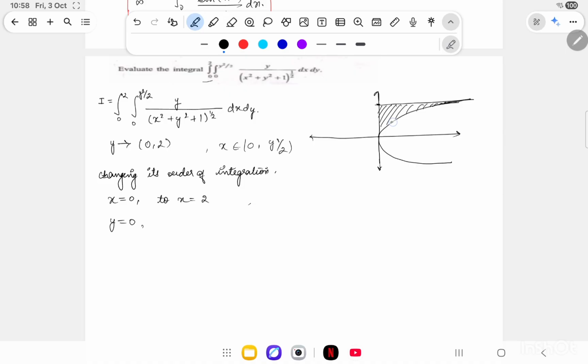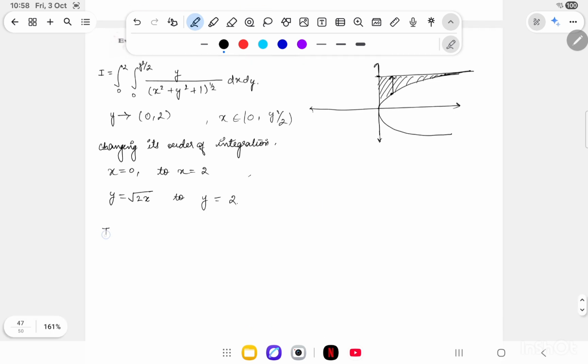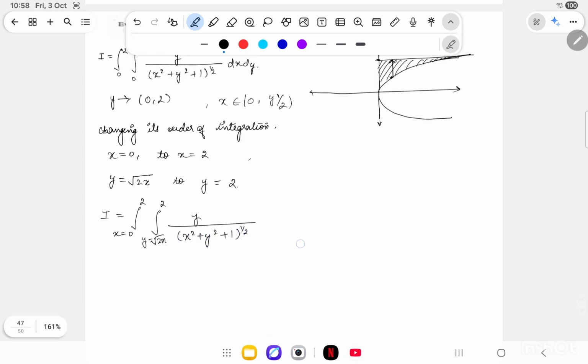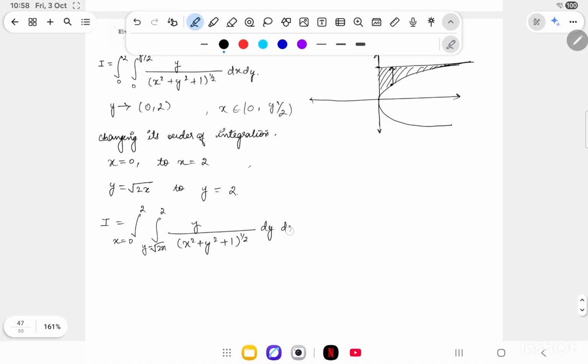Basically y varies from this point up till this point, that is y equals under root 2x to y equals 2. So let's change its order. The integration becomes the limit of x from 0 to 2 and the limit of y from under root 2x to 2, of y divided by x square plus y square plus 1 raised to 1 by 2, dy dx.